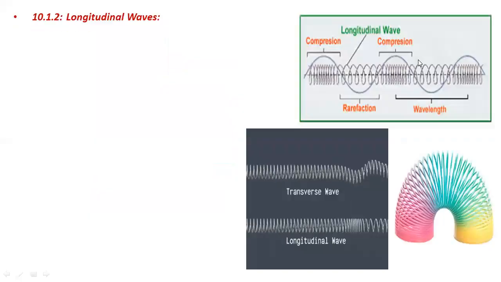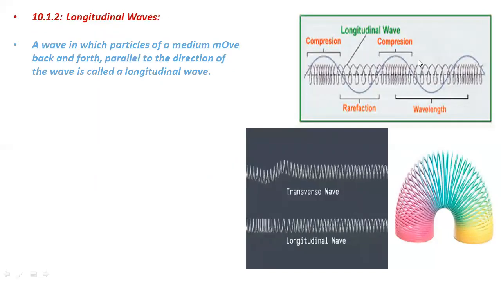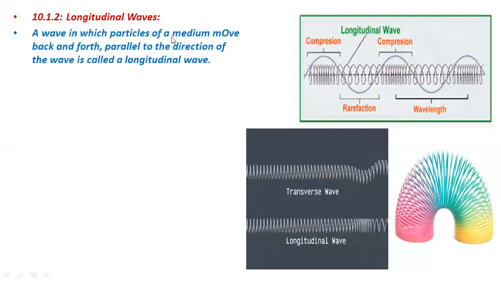Second type of wave is the longitudinal waves. So what are longitudinal waves? A wave in which particles of a medium move back and forth parallel to the direction of the wave is called a longitudinal wave. In this, the particles of a medium are moving parallel, not perpendicular. In transverse wave, I told you that the particles of the medium move perpendicularly to the direction of the wave. But in this case, the particles are moving parallel to the direction of wave.